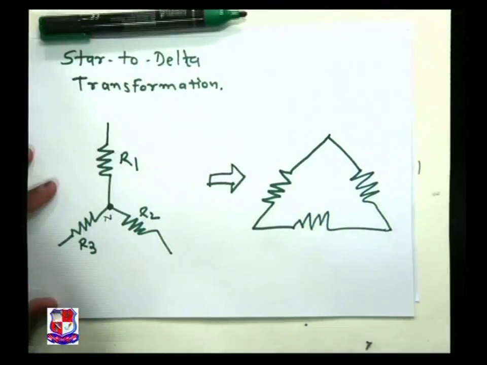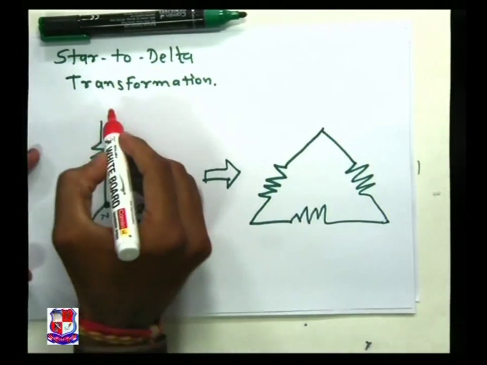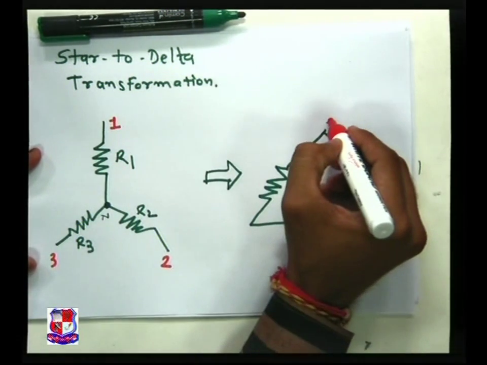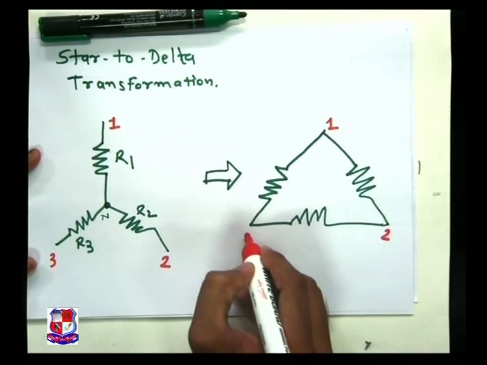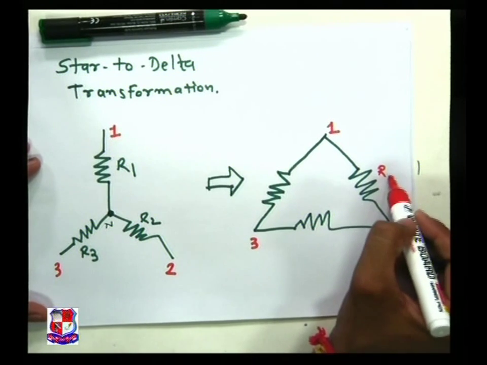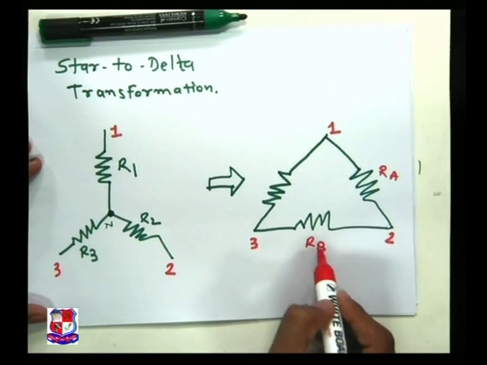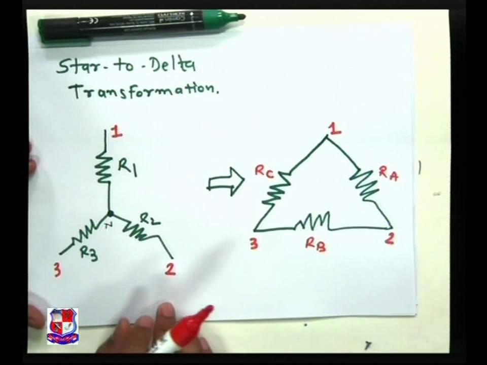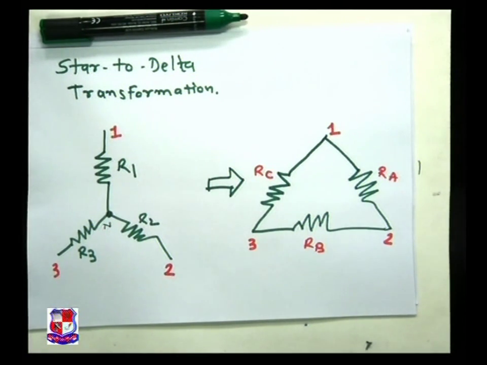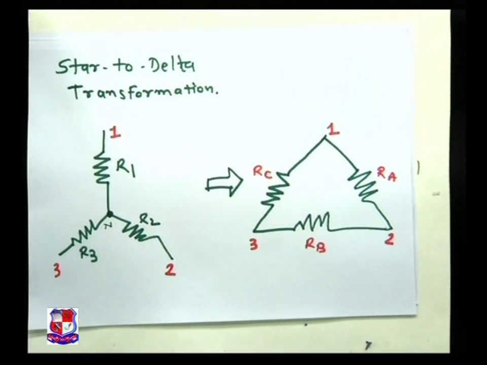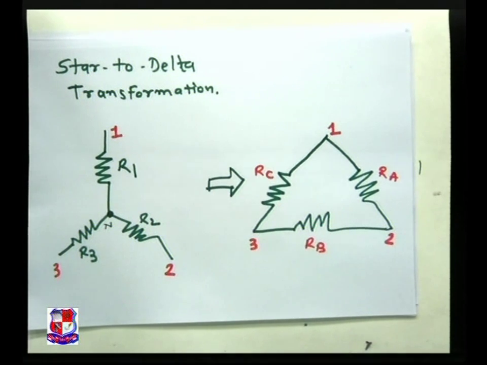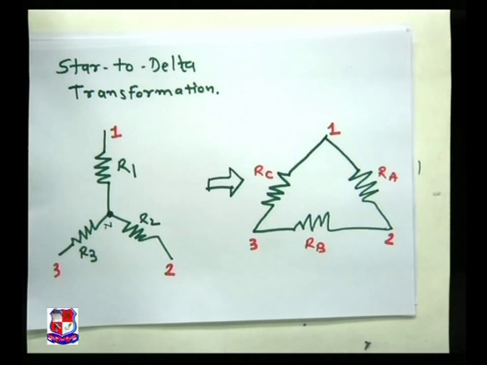Now we give the names first, second and third one. Similarly 1, 2 and 3, and there are three resistors RA, RB and RC. Now we have to derive the relation between star to delta, but as we have previously done, we know the equation of delta to star transformation. So using that equation we will go forward.